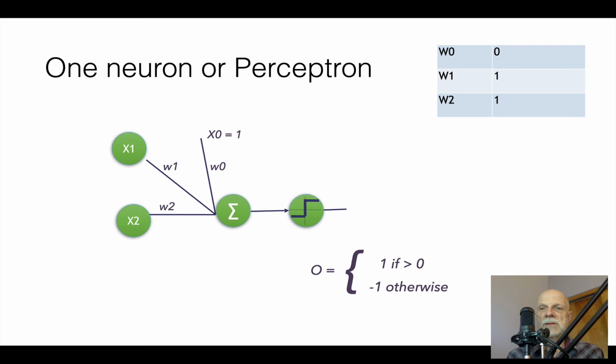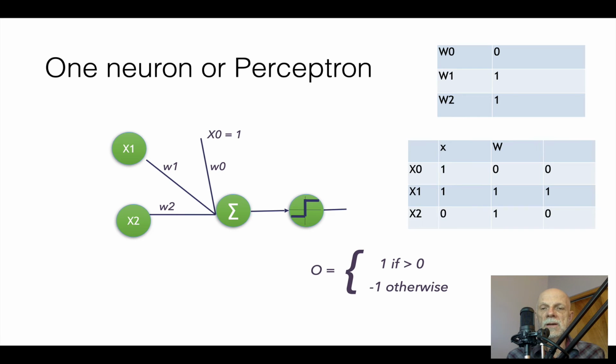And here's one solution: if W0 is 0, that weight is 0, and W1 and W2 are 1, then this will work, right? So here's a case where just X1 is one and we want to output one with the OR condition, and we do. X0 is zero, so X0 times W0 is zero. The X1 line gives one. We add those up and get one, so we output one. And when neither X1 nor X2 is on, or they're both zero, we're going to output negative one.